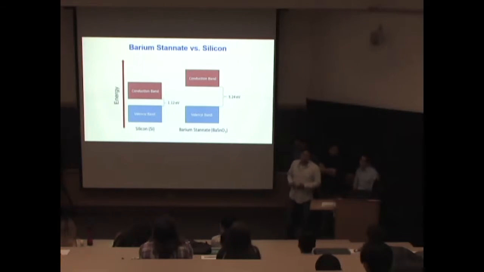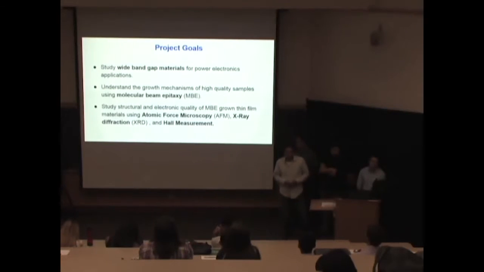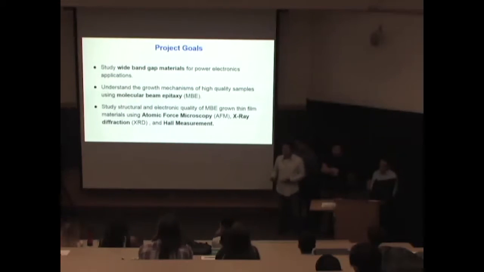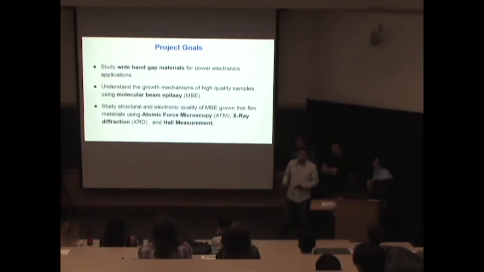Here we see barium stannate compared to a well-known semiconductor, silicon, at the band gap level. The band gap energy required for silicon, as you can see on the left, is about 1.1 electron volts. On the other hand, barium stannate requires about 3 times as much. So what does this mean really? It means that we can operate barium stannate at higher voltages. We can also operate at higher temperatures without fading.